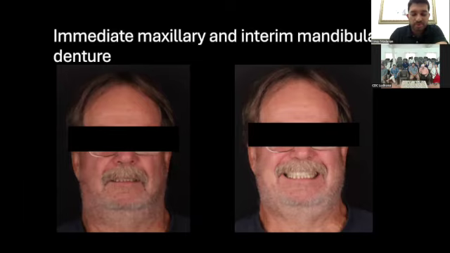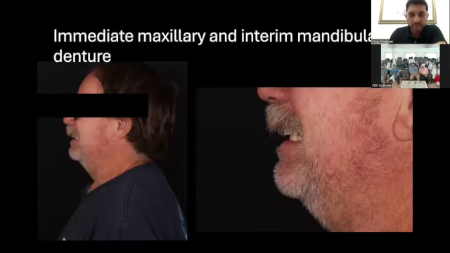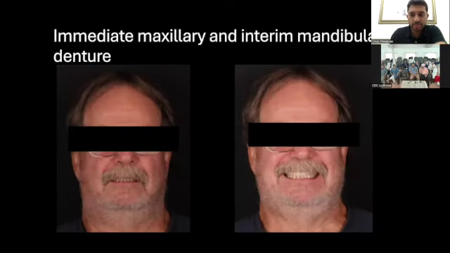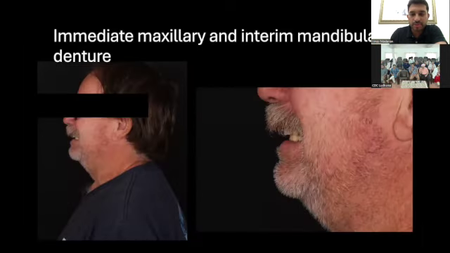So you really don't have to do a try-in or a mock-up in these patients. In his case, we were able to save some of his mandibular teeth in the maxilla. We extracted all the teeth and gave him an immediate denture. Again, he has a lot of facial hair, so you can't really see the incisal edge position, but we did modify it a little bit.